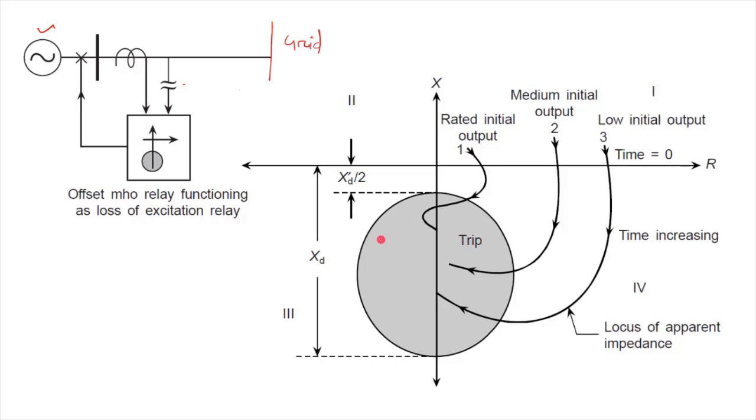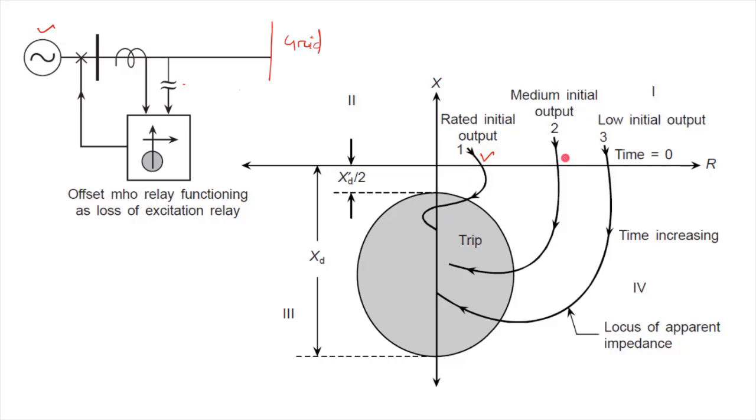You will see the locus of the Mho relay. The locus is in fact the periphery of the Mho relay. The circumference of the Mho relay is not touching the origin, and in fact it is separated by Xd dash by 2. Therefore it is called an offset Mho relay. And we can see here the characteristic of the impedance, how it varies under different initial operating conditions. So this is in fact for the rated initial output, right?